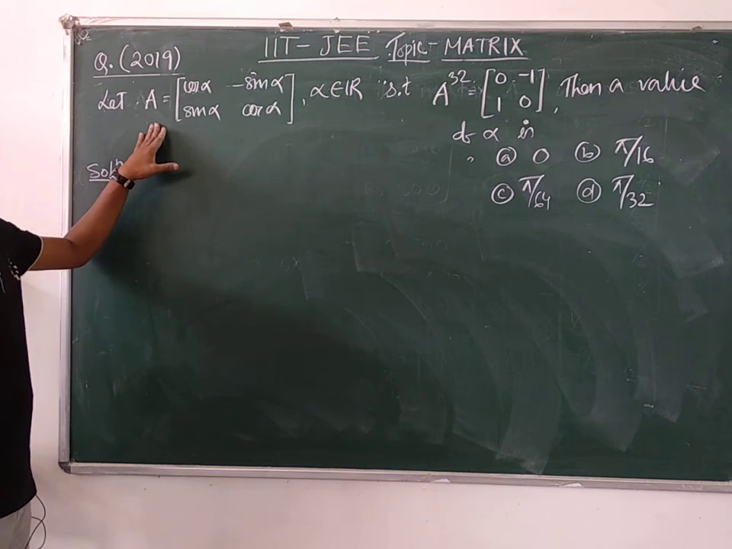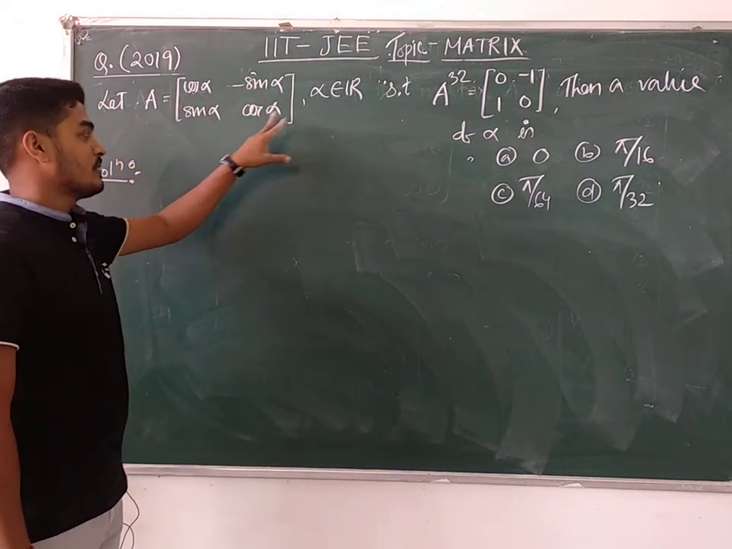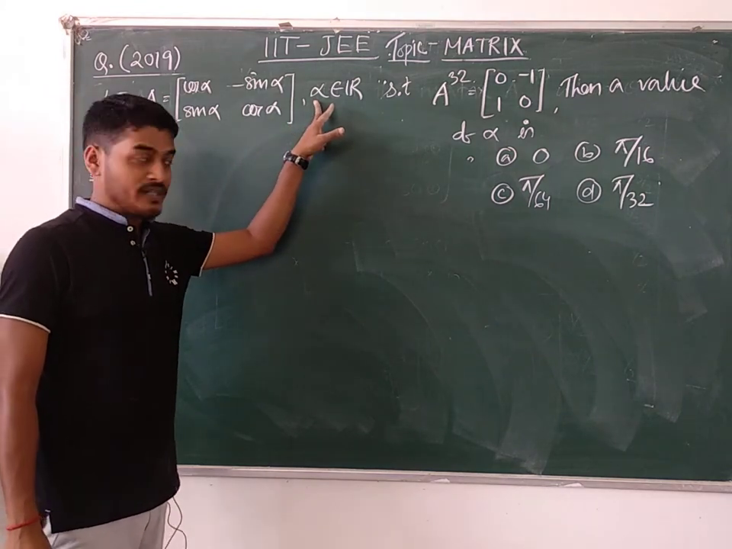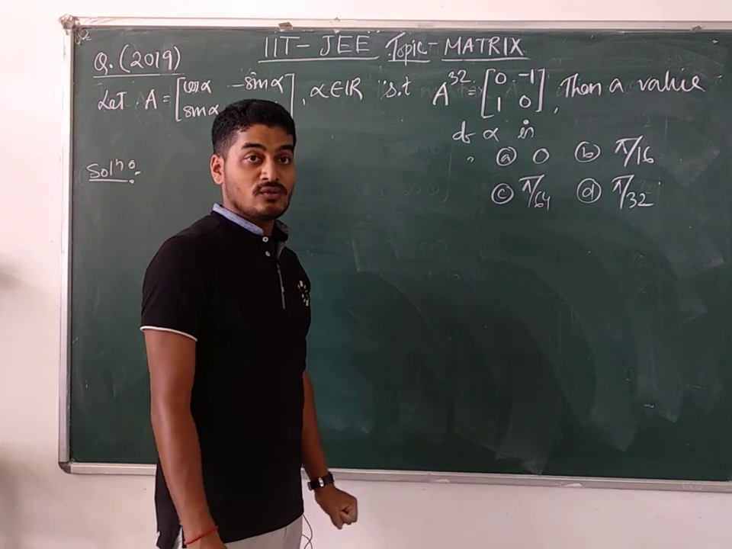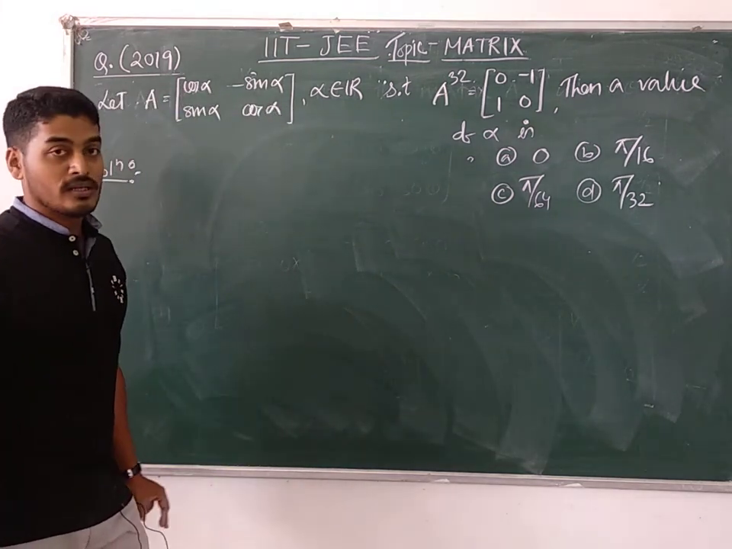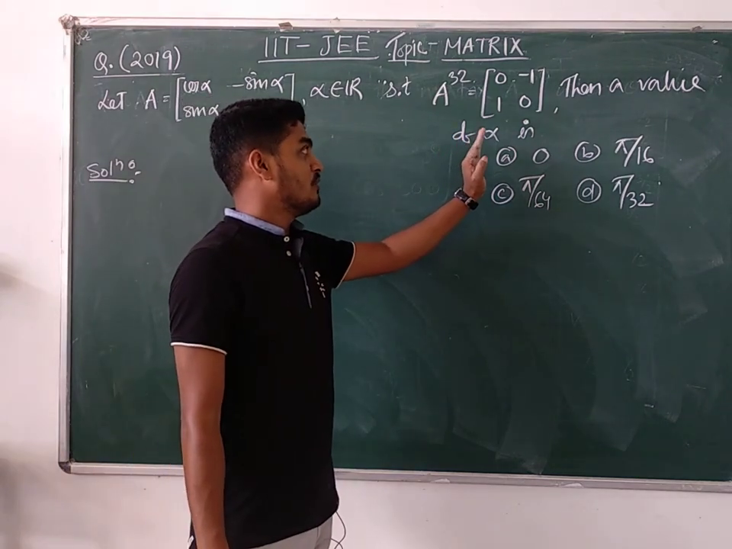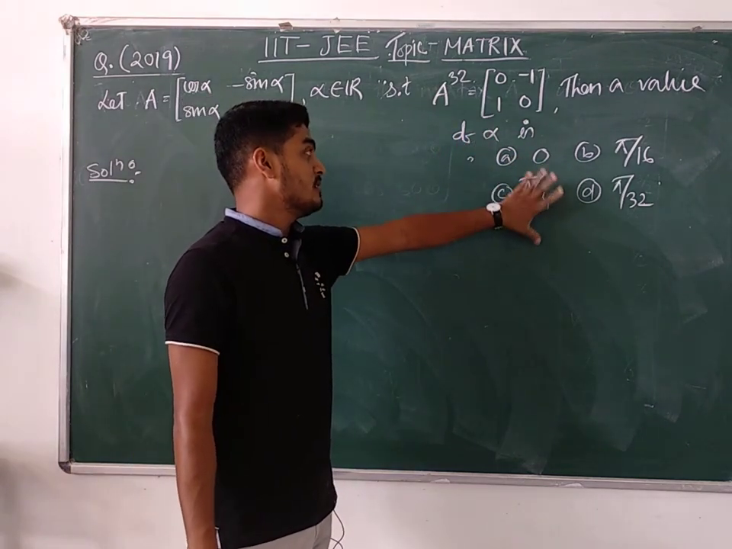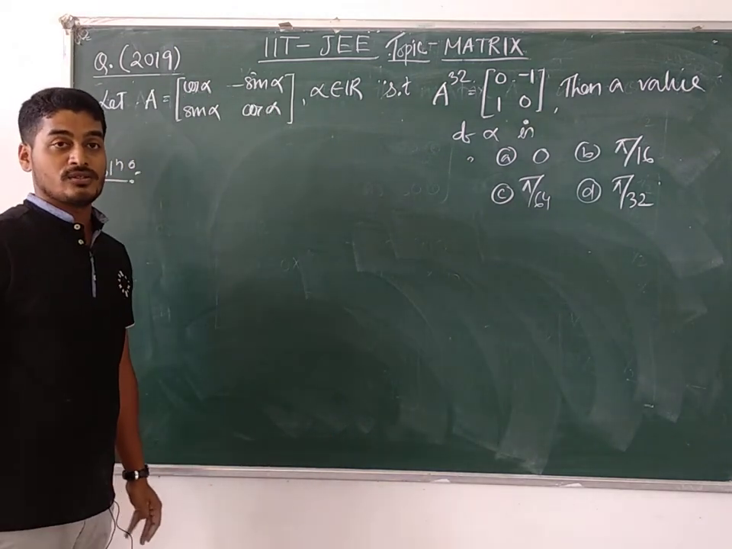A matrix A is given, which is of order 2 by 2: cos alpha, minus sin alpha, sin alpha, cos alpha, but remember alpha is a real number here. It is given that A to the power 32 is equal to the 2 by 2 matrix with elements 0, minus 1, 1, 0. Then you have to find the value of alpha. Which one is the value of alpha?